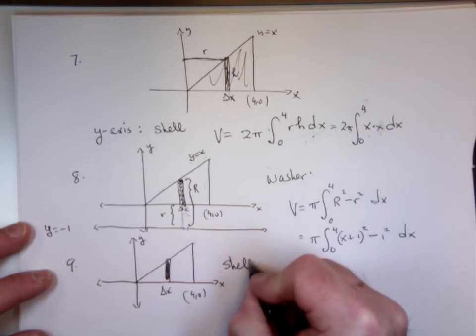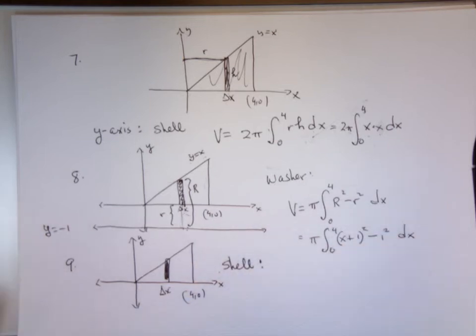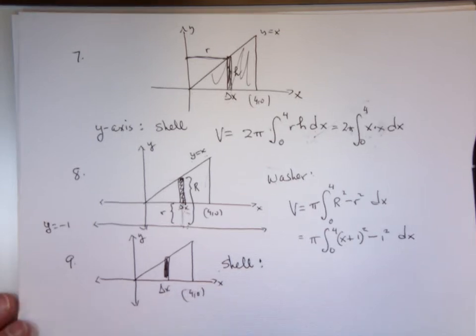That's the first thing. You've got to be able to recognize when you're getting shells, when you're getting discs, and when you're getting washers. Okay? This, about that line, is going to be a shell. Why? Whenever the rectangle is parallel to the axis, it's going to be a shell. What's the difference between disc and washer? How do you know which?